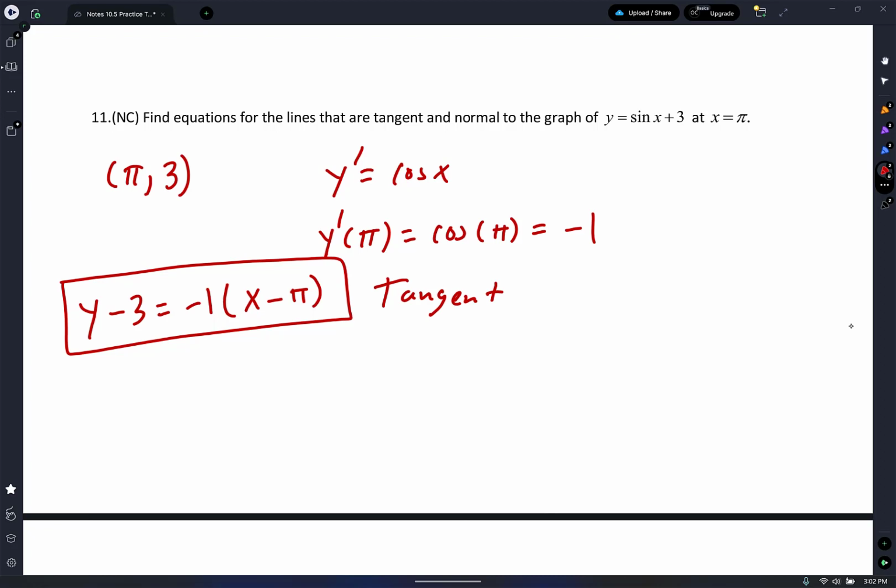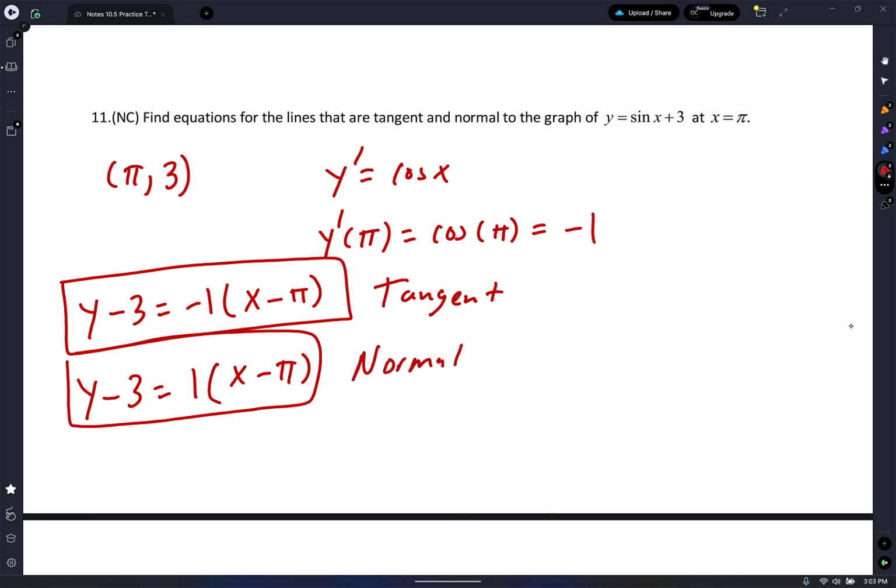I want to get my normal line. The only difference between a tangent and a normal is what? What's the opposite? Yeah, the opposite reciprocal of the slope. Y minus 3 equals the opposite reciprocal of negative 1, which is just 1. I guess you don't technically need to put it there. Times x minus pi. This is your normal.